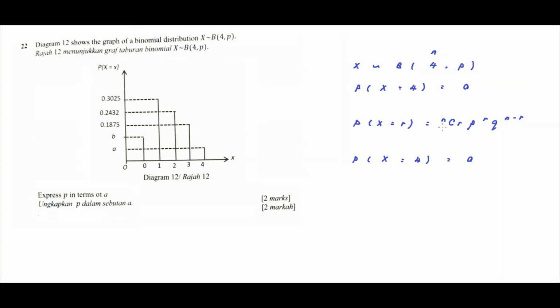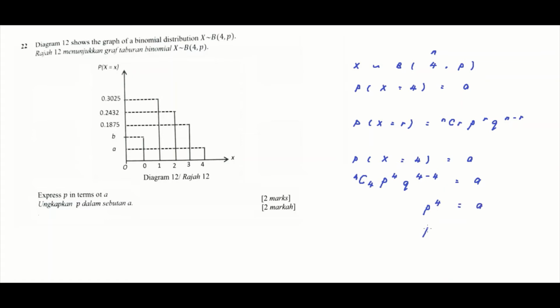So when X equals 4, n is 4. So 4C, our r in this question is 4. Then p to the power of r, so r is 4. Then q to the power of n minus r. So n in this question is 4, and r is also 4. Then equal to A. So 4C4 gives me 1, then q to the power of 0 also gives me 1. So I'm only left with p to the power 4 equals A.